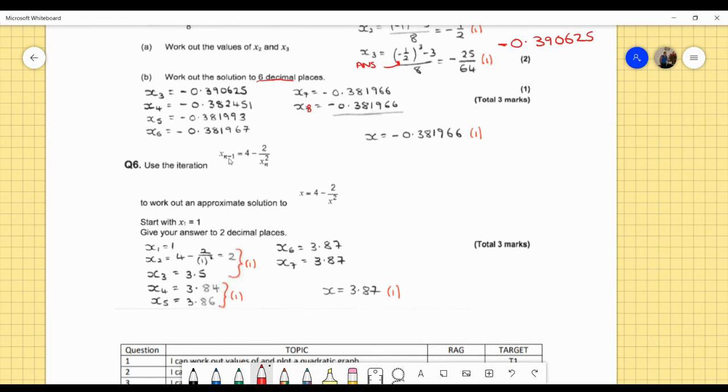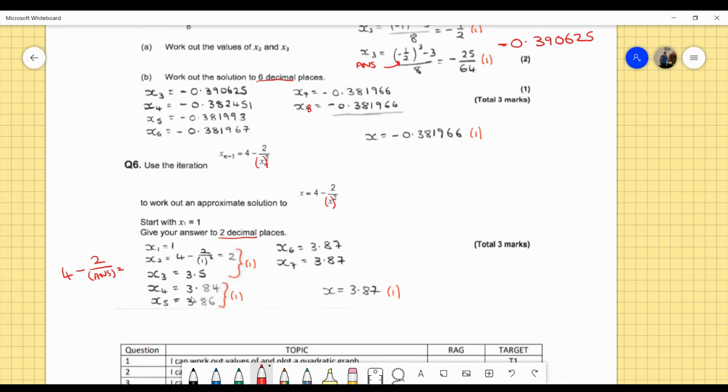Then question 6. On question 6, again, we've got 4 minus 2 over x squared. We can pop that into our calculator. We're going to start with a value of 1, and this time it's to 2 decimal places. They made it a little bit easier. The first one is 1. The second one is 4 minus 2 over 1 squared, which comes out as 2. The third one, remember at this point, you can pop it in your calculator. So it's 4 minus 2 over bracket answer squared. That gives you 3.5. If you have the 2 and the 3.5 written down, you get the first method mark.